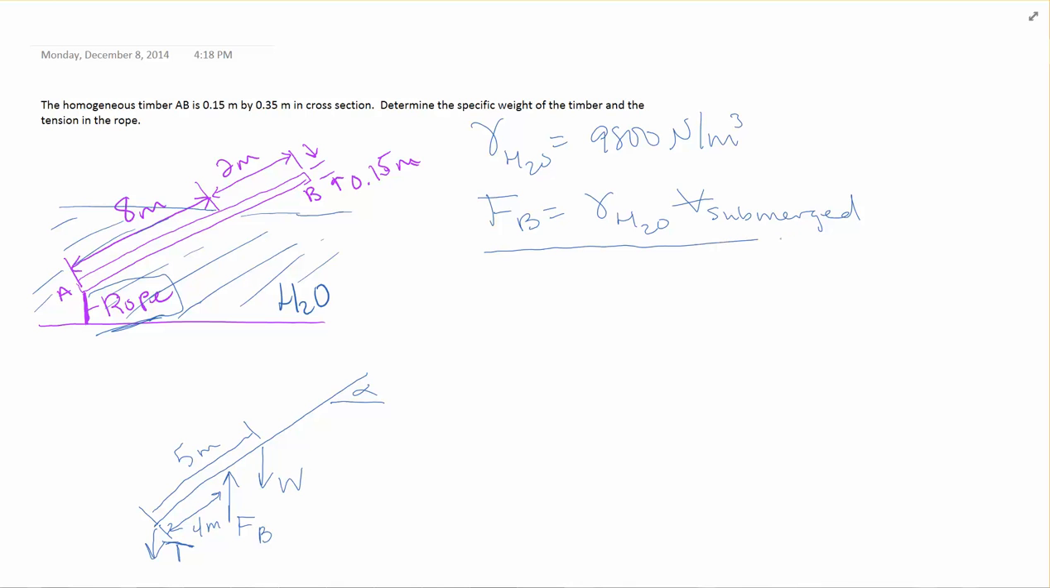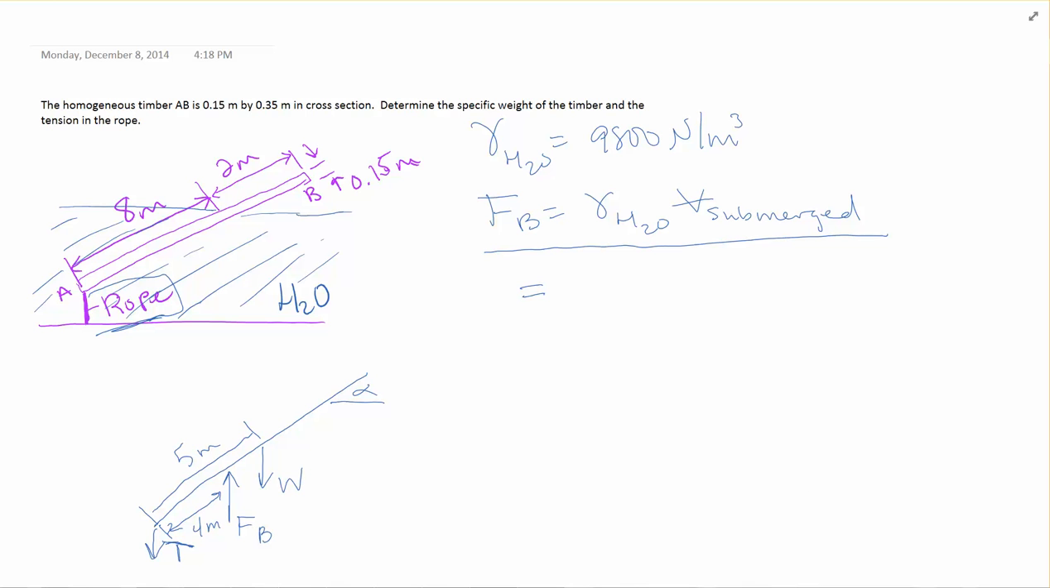Now, here's our equation for the buoyant force. We've got gamma, and the gamma is going to be for the fluid that you are submerged in. So in this case, we have water. And that was provided, it's going to be 9,800. We're dealing in SI units. And we have gamma, and then times the volume of the submerged piece of material. Okay, so let's calculate what we have here.